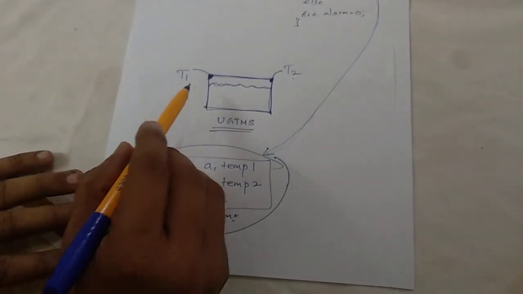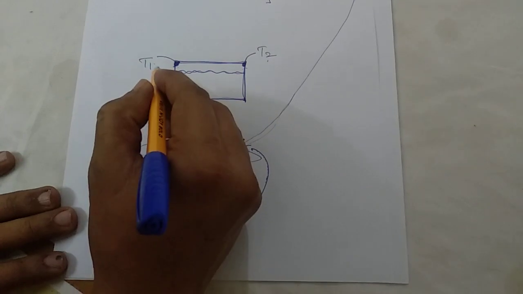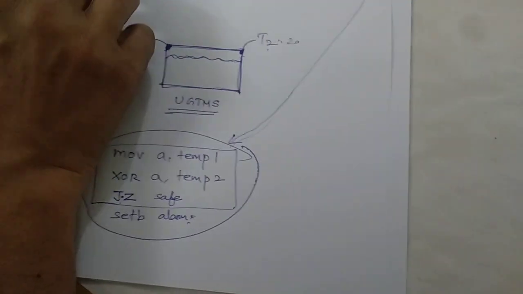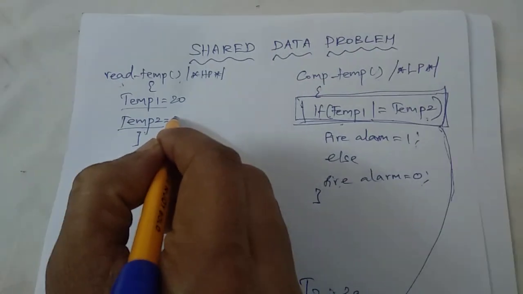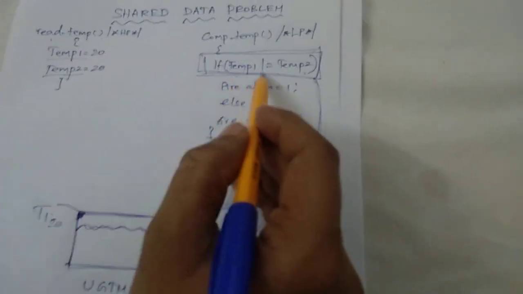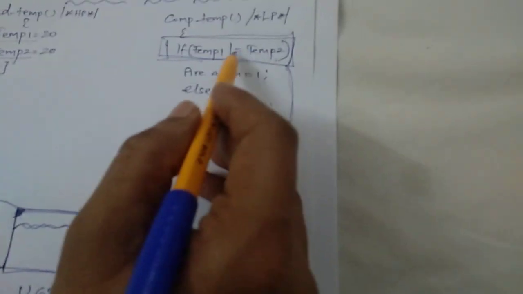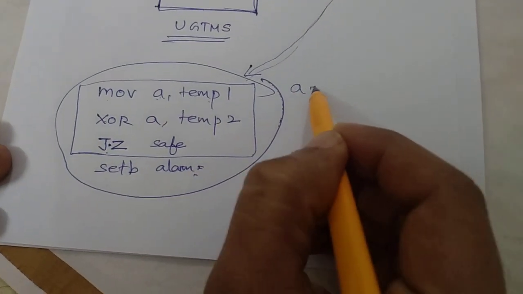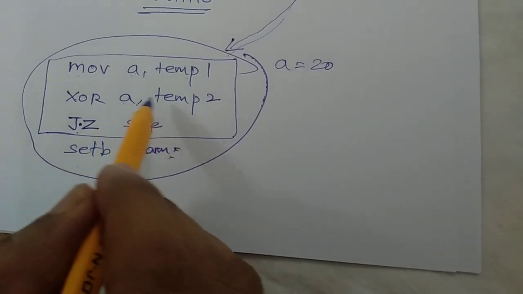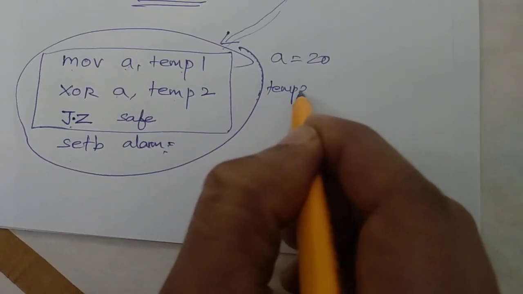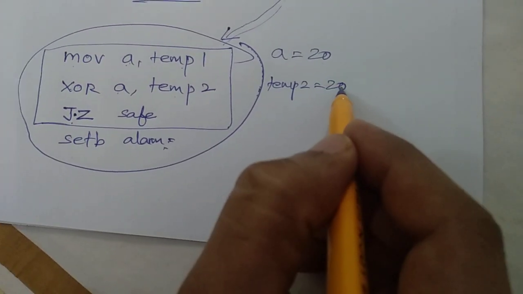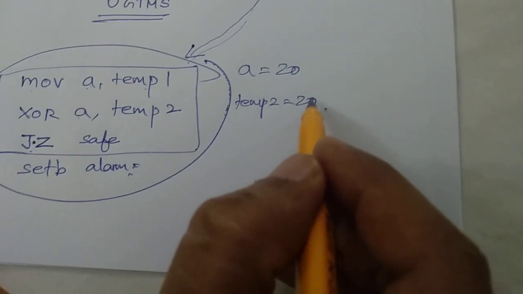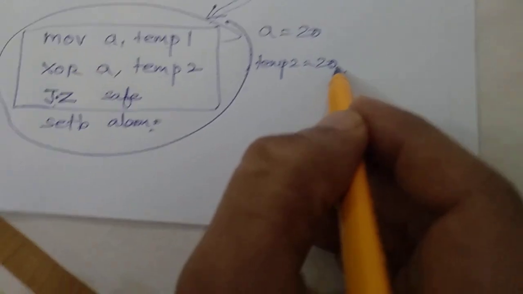Now let us assume temperature 1 is sensed as 20 degrees centigrade and temperature 2 is also 20 degrees centigrade. The read temperature function reads temperature 1 as 20 and temperature 2 as 20, and the compare temperature task compares them. The temp1 value comes to the accumulator, so the accumulator has 20. The accumulator value is XORed with temperature 2, which is also 20. When they are compared, you do a subtraction operation, so the result will be 0. Why? Because both are equal, and XORing two equal numbers results in 0.